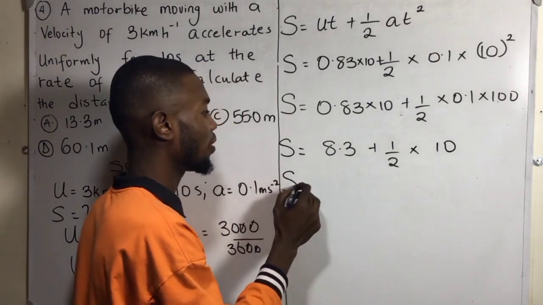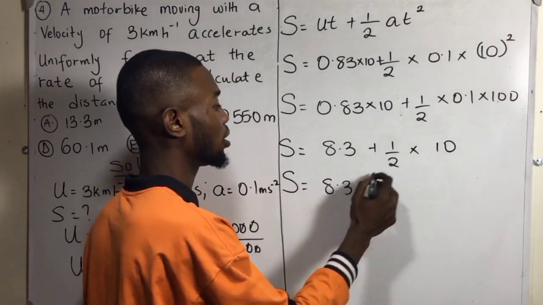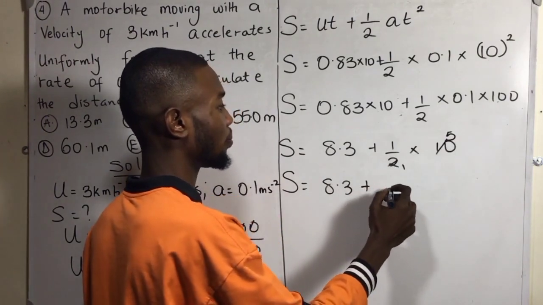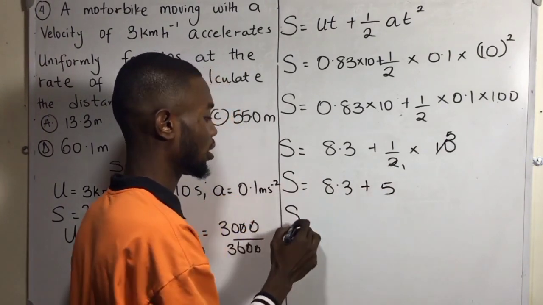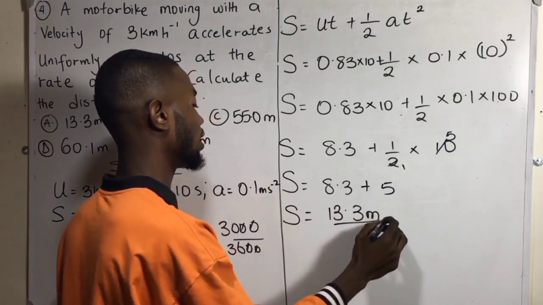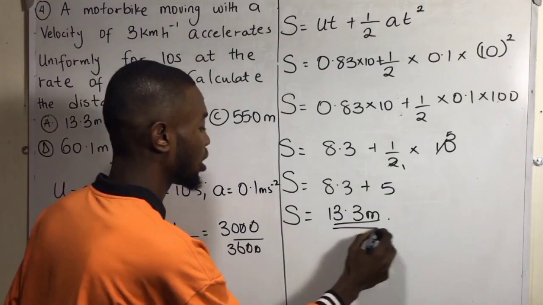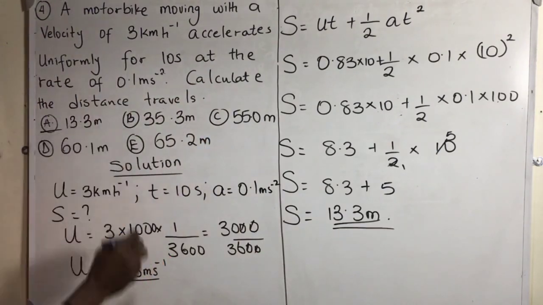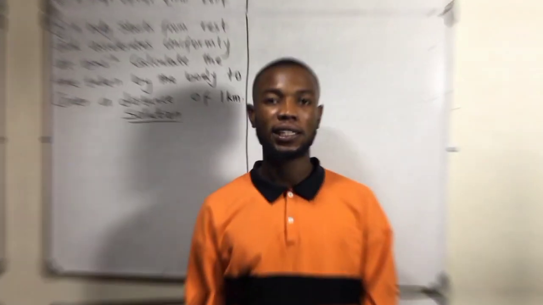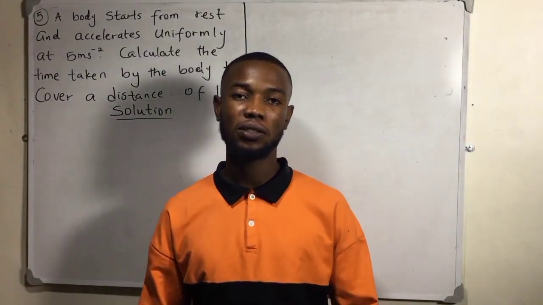So in that case, we have s equal to 8.3, plus 1 over 2 multiplied by 10, which is 5. We have 8.3 plus 5. At the end of the day, we have 13.3 meter. And if you check the options, we have A, which is 13.3 meter, which is the distance covered by this body.